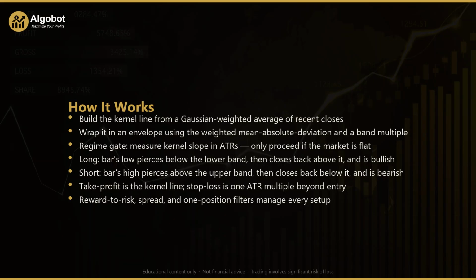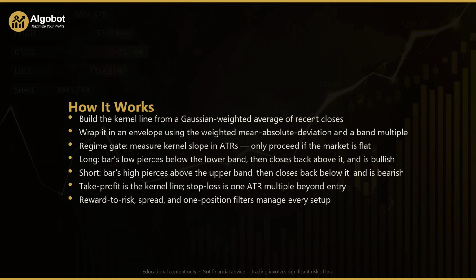The strategy looks at where the kernel line sat a few bars ago, takes the difference against its current value, and divides by the average true range. If that normalized slope is larger than the maximum allowed, the market is trending too hard to fade, so it stops right there. Only when the slope is small does it continue.